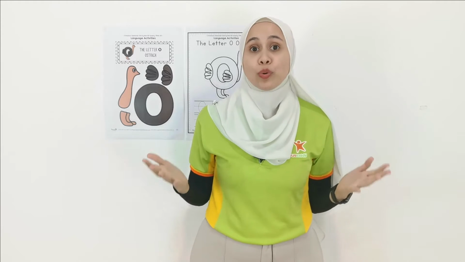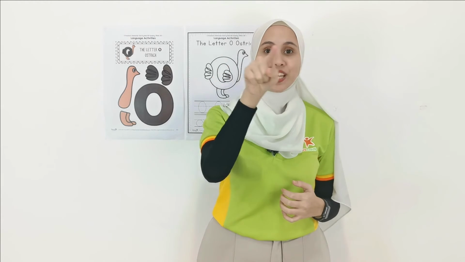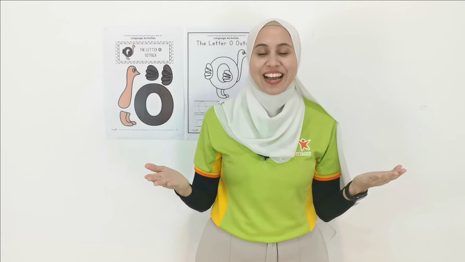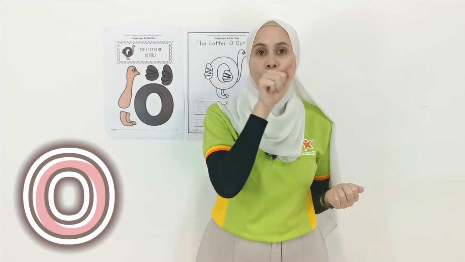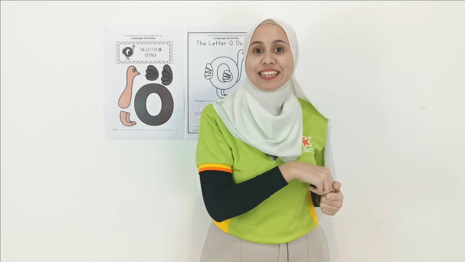Now, how do we write letter O? Let's practice how we write letter O. Pointing finger up. From here, let's go there. Yes. Now, how do we differentiate between writing capital letter O and small letter O? Capital letter O is bigger than small letter O. Yes, now that you know how to write letter O, let's do some practice.